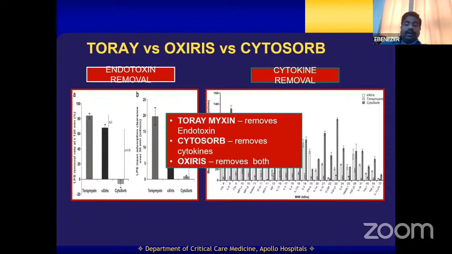So Toraymyxin will remove the endotoxin. So this I have used in some burns patients. Some patients it did help, but we don't have any proof that it works on a large scale of patients. CytoSorb routinely we used it, and it removes cytokines. Oxiris will remove both endotoxin as well as cytokines. Again, I'm stressing the fact that these are all there in the market.